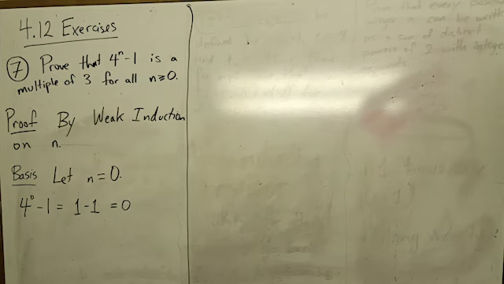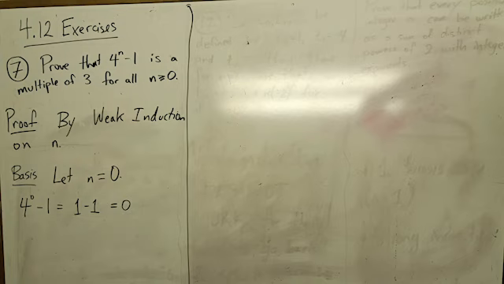So 4 to the 0 is equal to 1. Therefore, 4 to the 0 minus 1 is 0. And now we ask ourselves, have we proven it? And the answer is no. We haven't proven anything. We just computed 4 to the 0 minus 1.